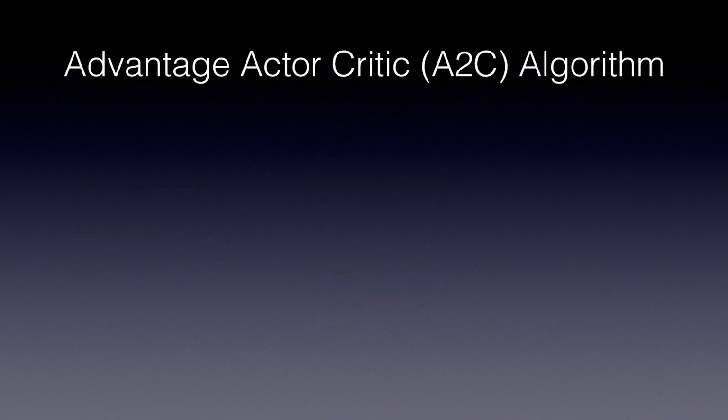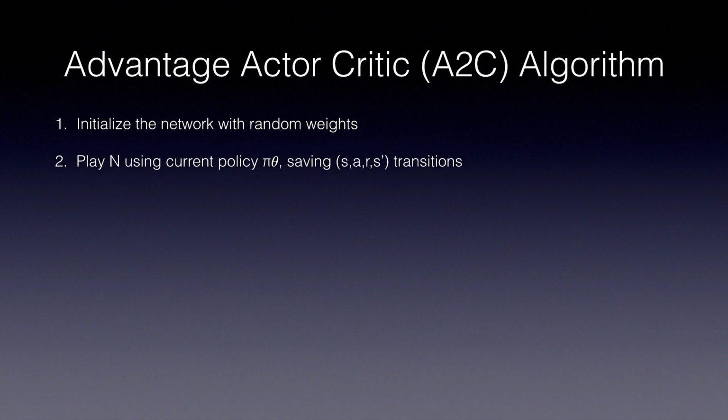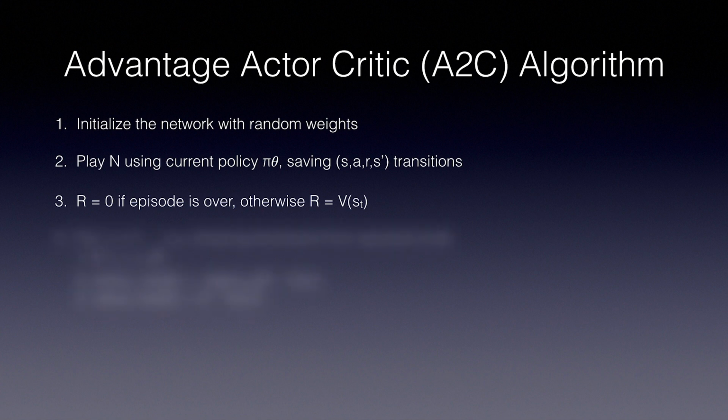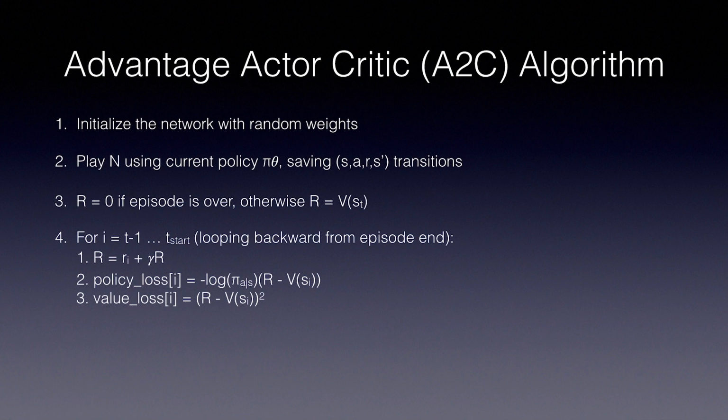All right, let's take a look at the basic Advantage Actor Critic algorithm, also abbreviated as A2C. One, we initialize the network parameters, theta, with random weights. Two, play n steps in the environment using the current policy, saving state, action, reward, transitions. Three, set R to 0 if we reach the end of the episode. Otherwise, set R to the value of the state. Four, for i equals t minus 1 all the way to t start.